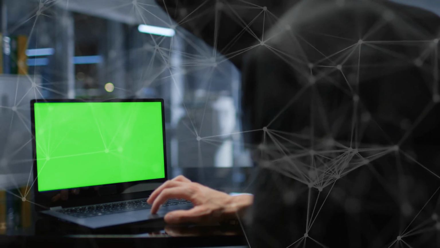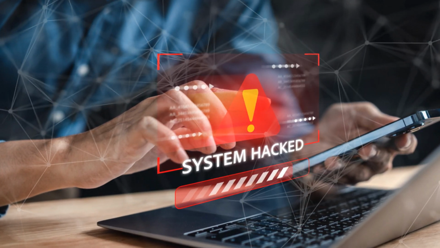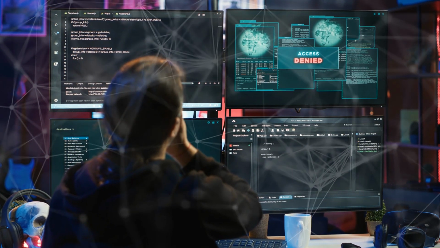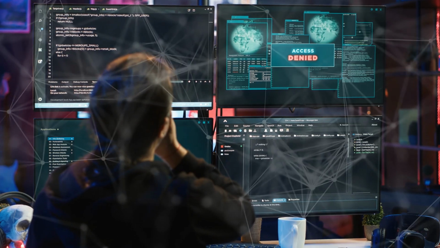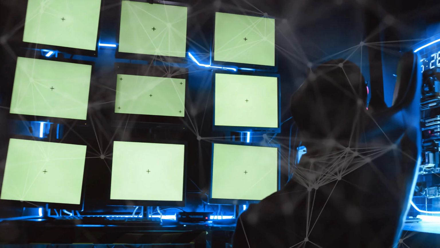Zero-day exploits take advantage of the unknown. They target software flaws that haven't been patched yet, making them incredibly effective. Hackers who discover and exploit 0 days are often highly skilled and well-resourced. These exploits can be sold on the black market for significant sums of money.